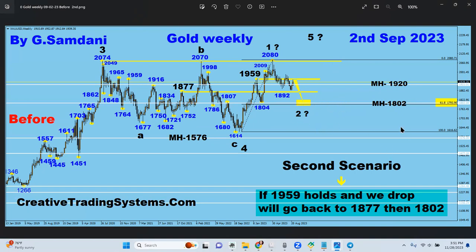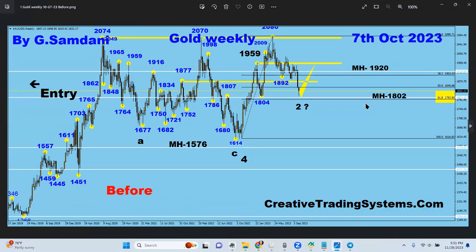All right. So what happened is that it went for the second scenario, and it started to drop from here. Watch this one. So it came all the way down here, right? From 1959, it started to come down, and then I made the chart that we're going to bounce from 1802, as I was expecting before.